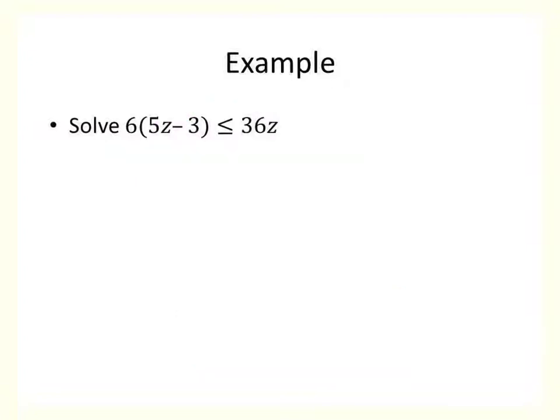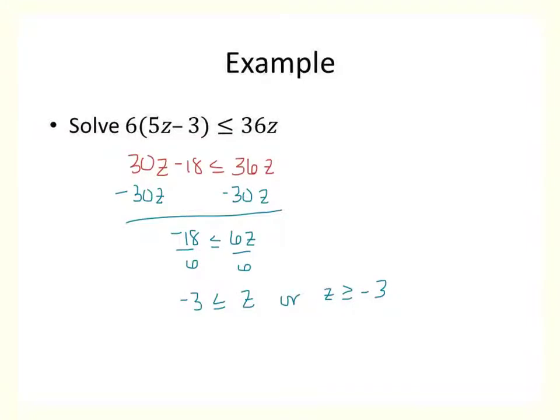All right, why don't you pause the video and make sure that you can work this one out. Okay, I got z is greater than or equal to -3. Since you only have one term on the right-hand side, it is probably better just to move your z's to that side. And then I divided by 6, and that was my answer.